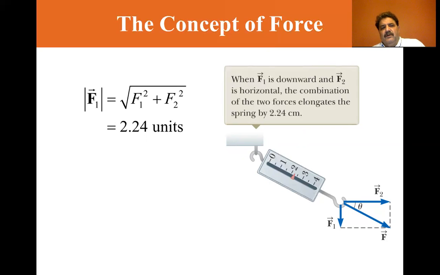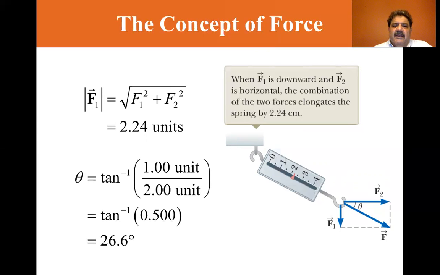So the magnitude, within the absolute value sign, should be F total, not F1. It's just a publisher error. So the total force is the square root of the sum of the squares of the forces. You can see that there's a horizontal component, F2, and a vertical component, F1. If you were to take the square root of the sum of the squares, you would end up with 2.25 units.